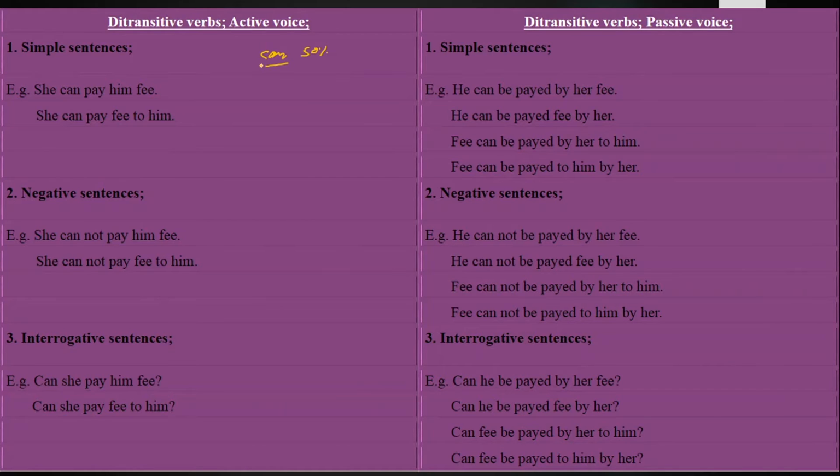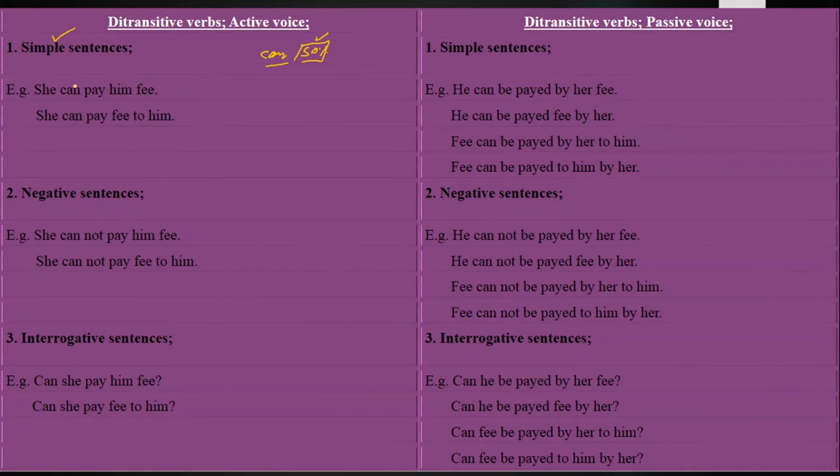Can is a modal auxiliary verb. It is used for possibility of an action 50%. When you've got the possibility of an action done 50%, there you will be using the modal auxiliary verb can. And today we will discuss the modal auxiliary verb can with the ditransitive verbs from active voice into passive voice. First we will be discussing the simple sentences. What are simple sentences? Those sentences which make a simple statement are called simple sentences.